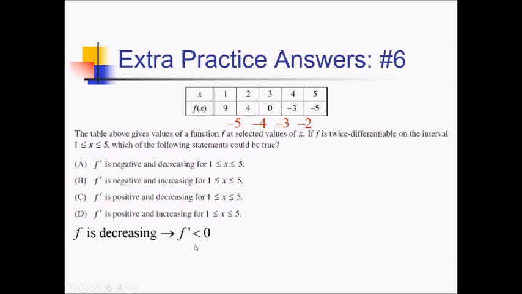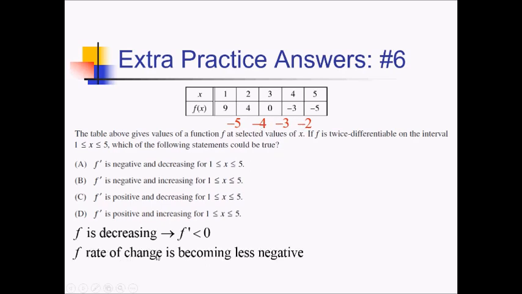Okay, so we've got that established. We're really picking between answer choices A and B. It's all about whether f prime is increasing or decreasing. So one other thing we notice, the rate of decrease, negative 5, negative 4, negative 3, is becoming less negative.